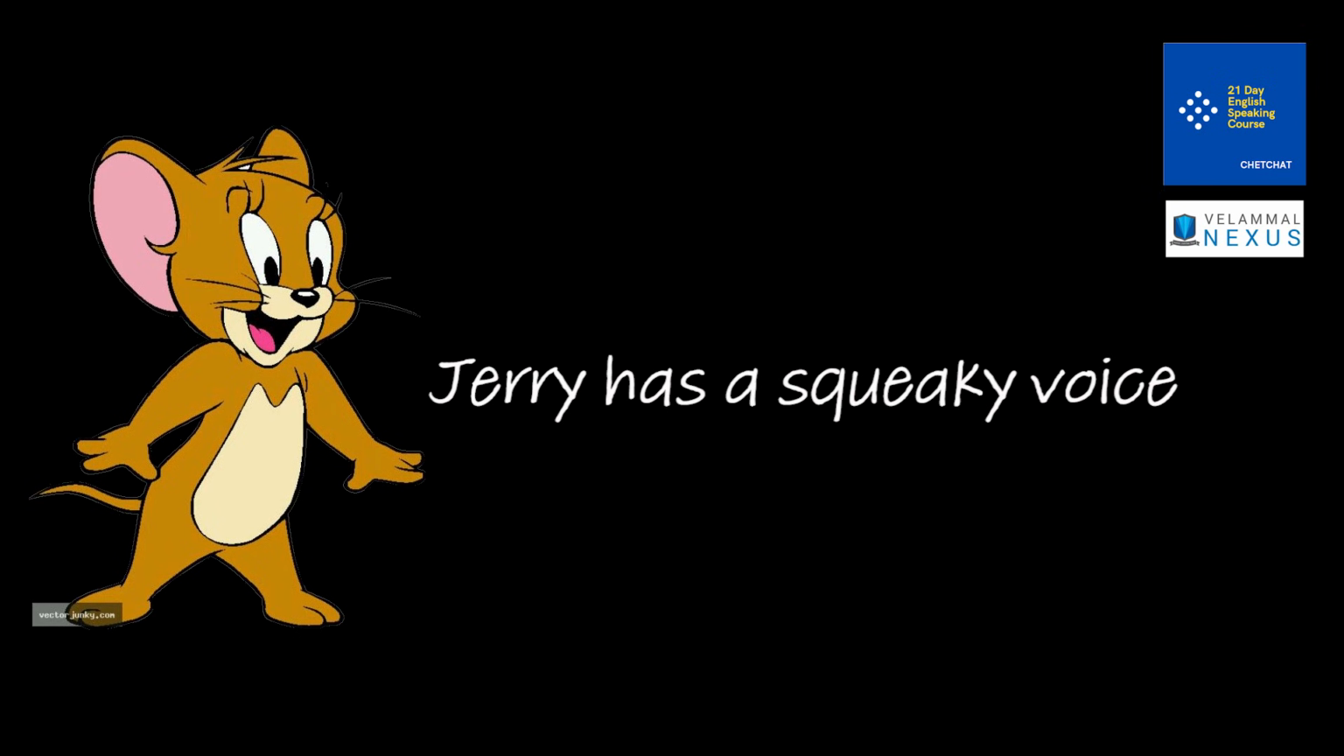See how there can be multiple nouns in a sentence? And let's go back to the sentence of Jerry has a squeaky voice. Who has a squeaky voice? Jerry. What does Jerry have? A voice. Squeaky is just a description of that voice.